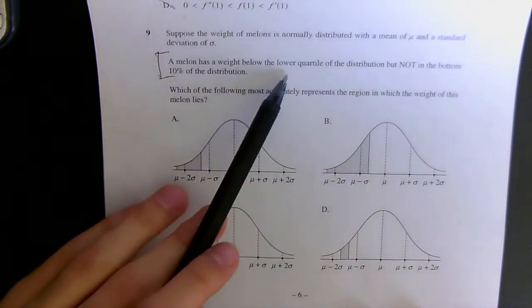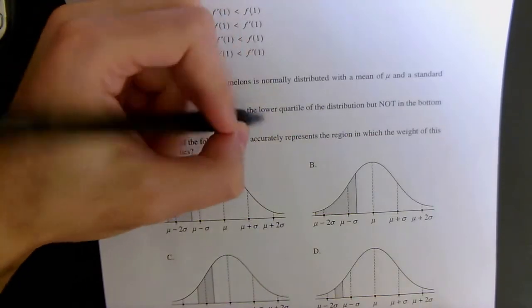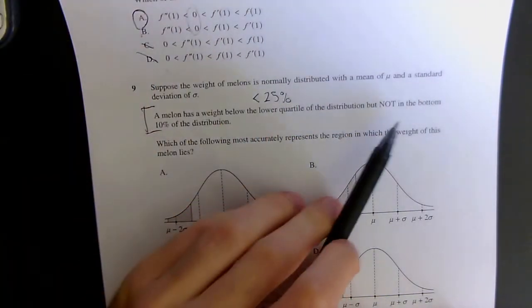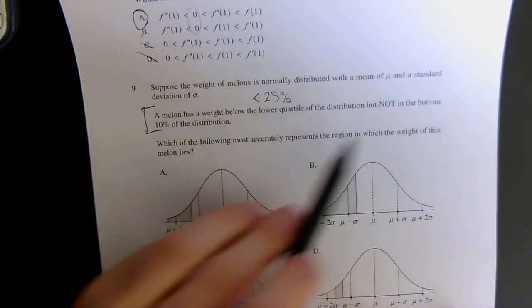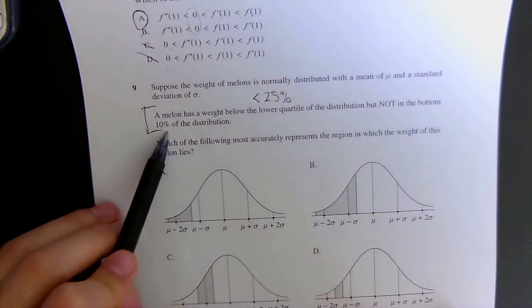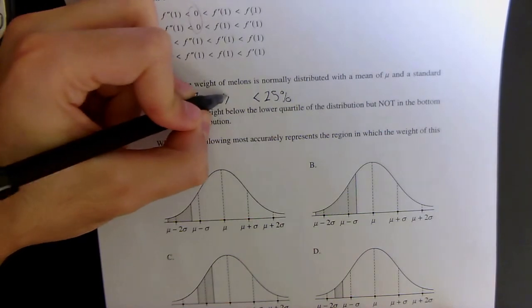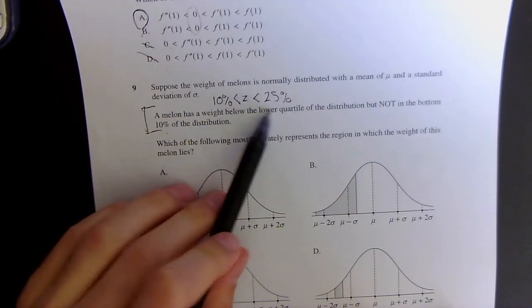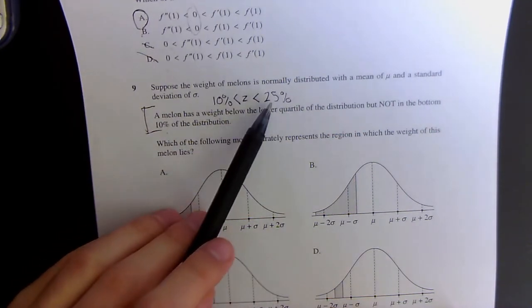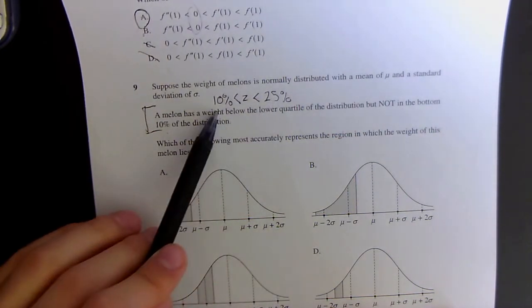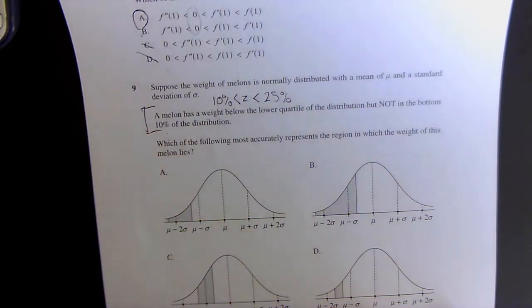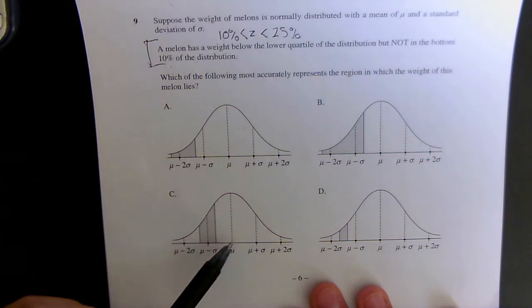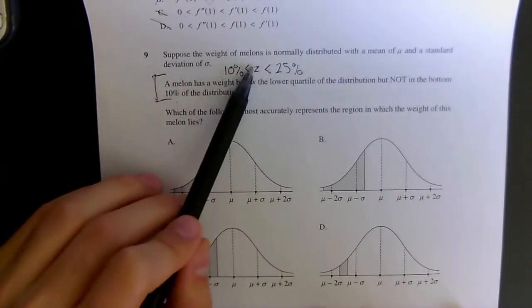It's saying we're below the lower quartile. So the lower quartile, remember, is at 25%. So we're less than 25%, but not in the bottom 10%. So we're greater than 10%. So we can say our z-score is that. So we need to be below 25% and greater than 10%. Cool? So the question is, which of these areas is characteristic of this region?